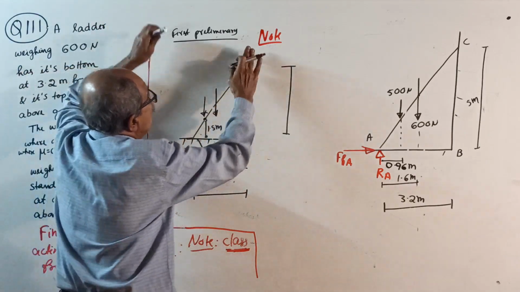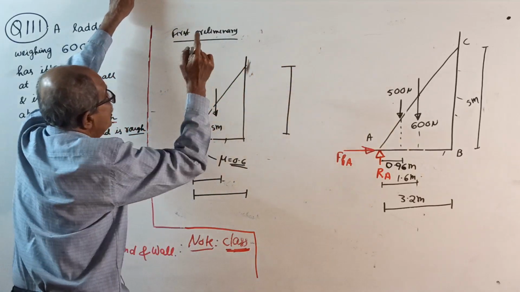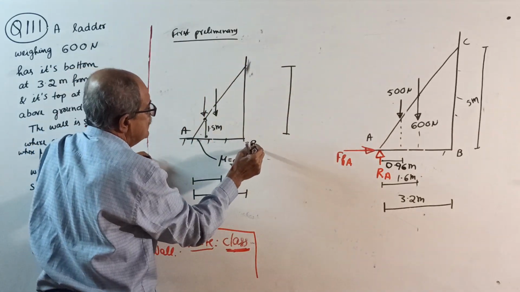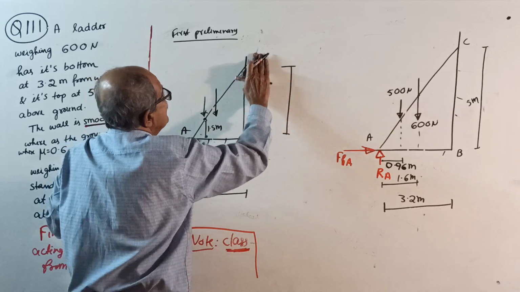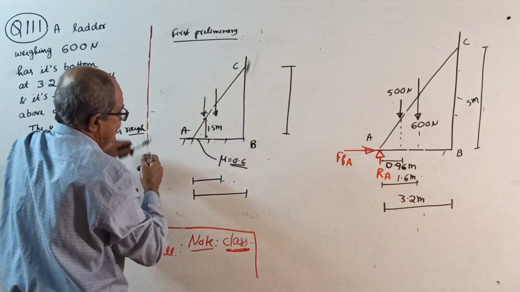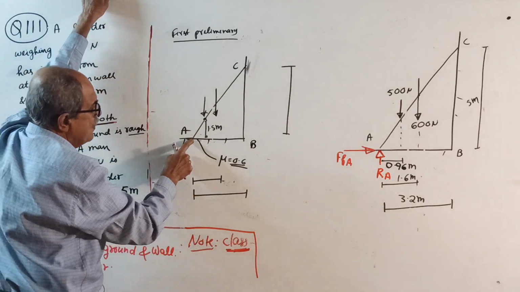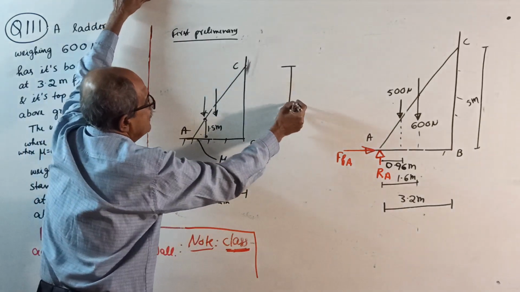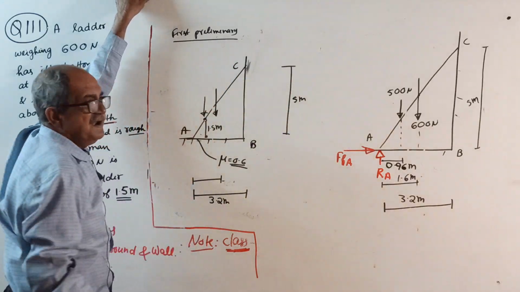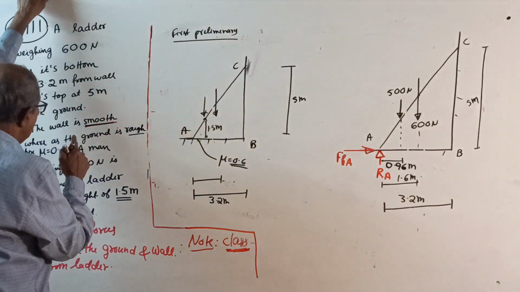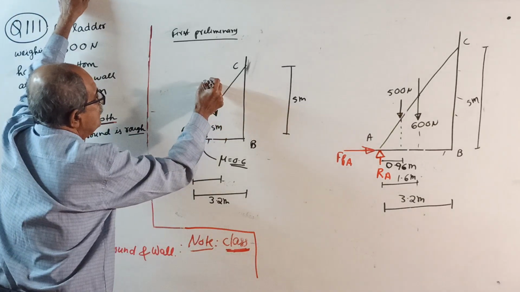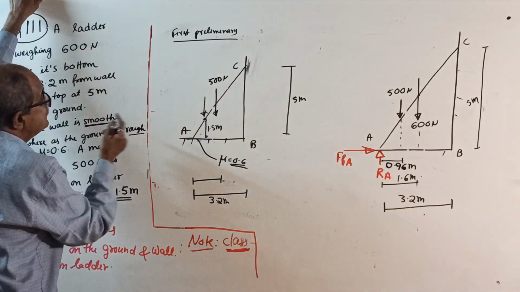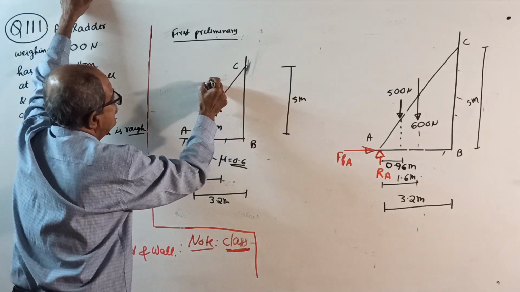So start. First, the preliminary part. Write all the notes I told just now. See, now, the wall, you write here ABC. In the question they told the bottom of the ladder is at 3.2 meter from the wall and the top of the ladder is 5 meter above. Okay, that data is given. Now, the weight of the ladder, they told 500 Newton. No, 600 Newton. Okay, the weight of ladder is 600 Newton.